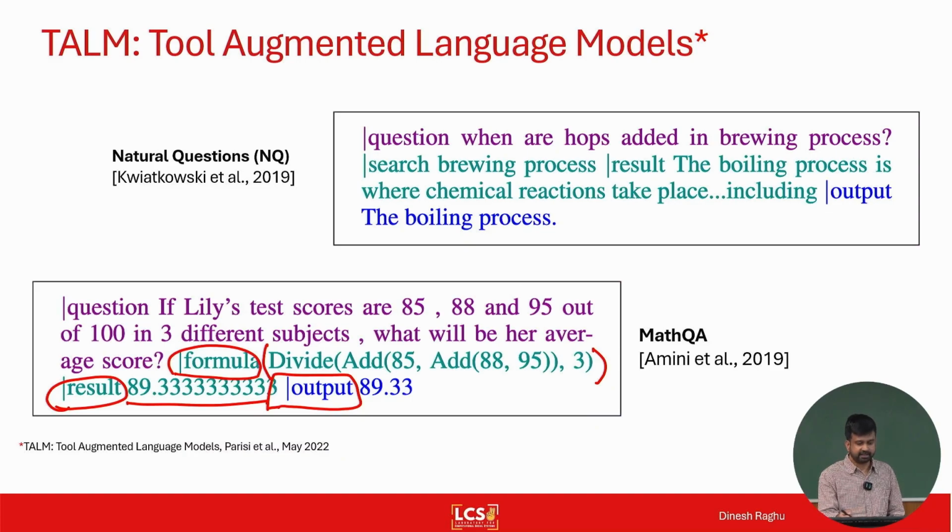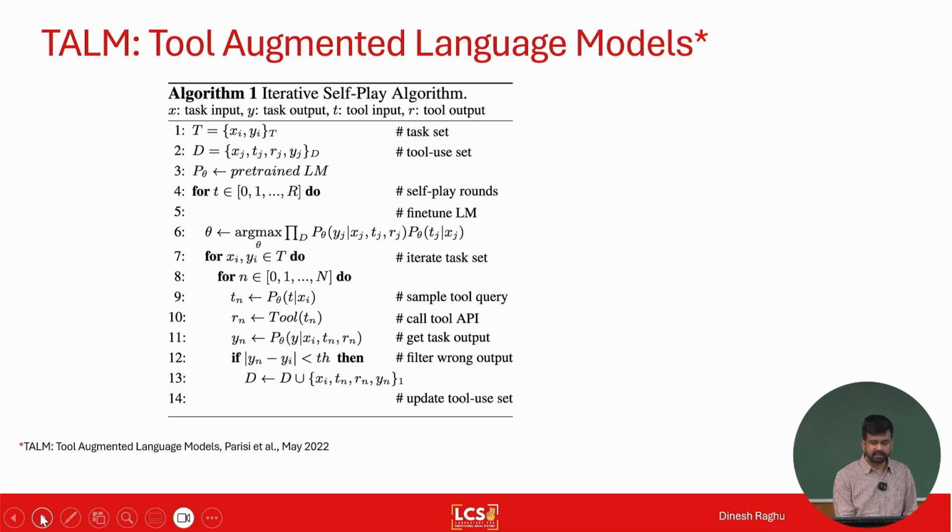This is another example of natural questions where the question is where are hops added in the brewing process. So the model decided that it's not in its parametric knowledge to answer this question, so it needs to use a search tool, and this would be the parameters for the search, which is the search query, and then the result of it will get appended here, and finally the model predicts the output. So here the output is not exactly the same as the result, but just a small subset of it. So this was just one level of abstraction above, right? There is no big novelty in it except for setting the problem in a good way.